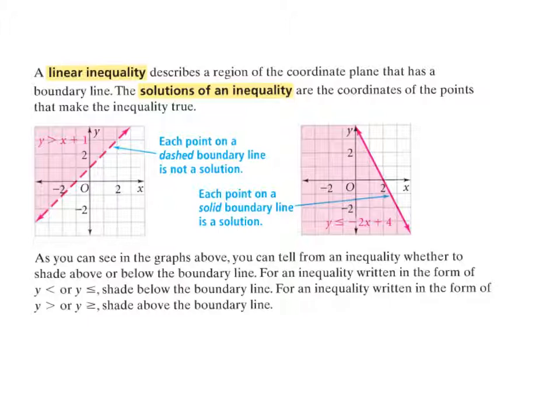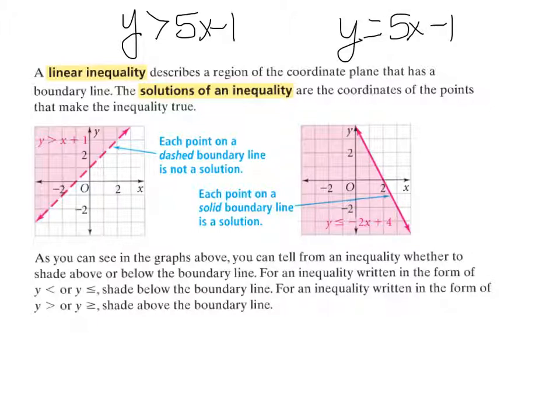So we're going to start talking about a linear inequality. Here's your vocab word. A linear inequality describes a region of a coordinate plane that has a boundary line. Now you're like, what is a boundary line? A boundary line is when you take your inequality and you write it as an equation. So for example, if you have the inequality y is greater than 5x minus 1, the boundary line would be graphing y equals 5x minus 1. So a boundary line is just when you take your inequality and you write it as an equation.